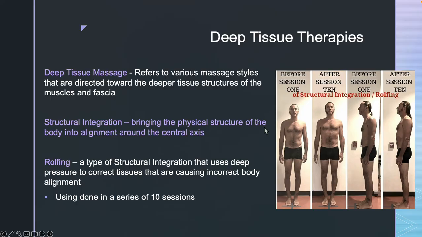In this picture is something called structural integration, a form of which is rolfing, which I also don't do, but I do in a sense. Structural integration is bringing the physical structure of the body into alignment around that central axis. So we're trying to realign this human. So here's some cool pictures here. I'll go back to the pictures. Rolfing is a type of this that uses deep pressure to correct these issues, right? These issues are caused by incorrect body alignment. Usually there's a series of 10 sessions for this.